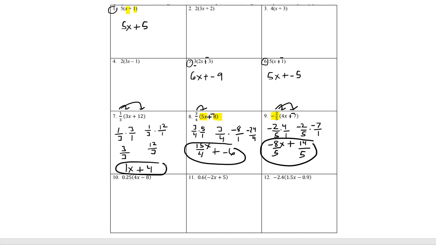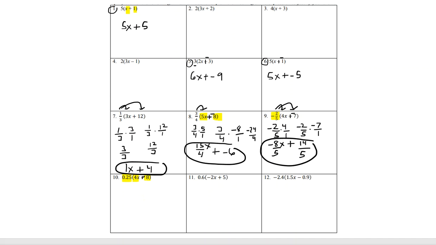Okay, now let's look at 10, 11, and 12. On these examples, we have decimal numbers in front of our parenthesis. But it doesn't matter if it's an integer or a fraction or a decimal. If we have any number that's right next to a parenthesis, that's implied multiplication. So this 0.25 is going to get multiplied by both the 4x and this is a subtraction, so this one is going to be a negative 8.